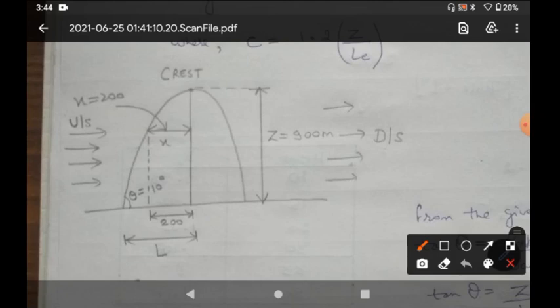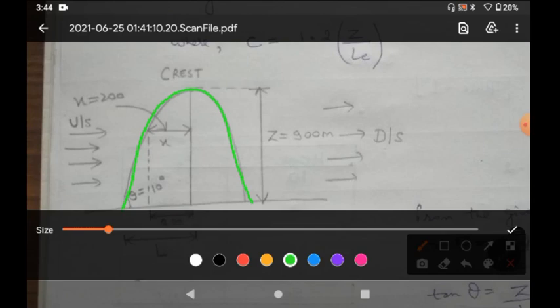From this diagram you can easily see that, according to our question, first we will draw a hill, because the height of the hill is given to us. We are denoting it by Z, capital Z. The value of capital Z, that is the height of the hill, is given to us, that is 900 meter.